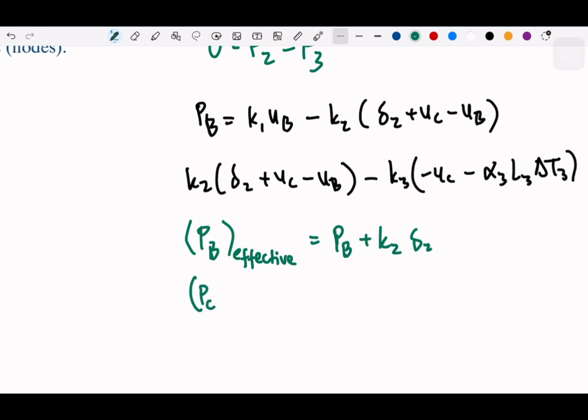And I will introduce PC. This is also the effective load at C, which is going to be negative K2 delta 2 minus K3 and the effect of the heat. Okay. So these effective loads, I will use and write into our equations.